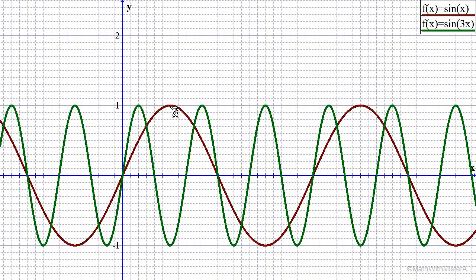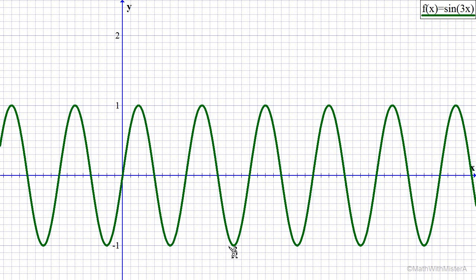Doing this by hand, every point that I see on maroon, I'm dividing my x value by 3. So a peak at 90 degrees divided by 3 is now at 30 degrees. The intercept at 180 divided by 3 is now at 60 degrees, and so on. I pick a few points, I scale each one of them back by a third to produce gradually the graph in green. So I've got sine of 3x that way.